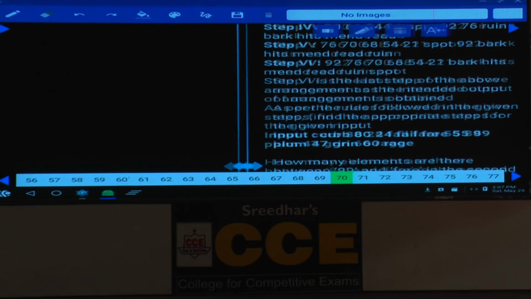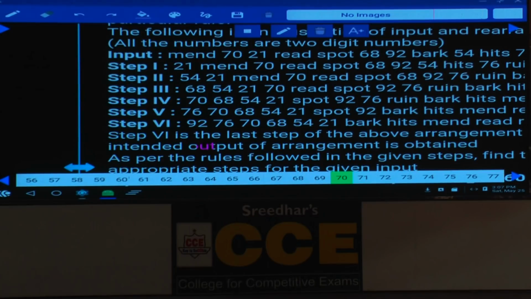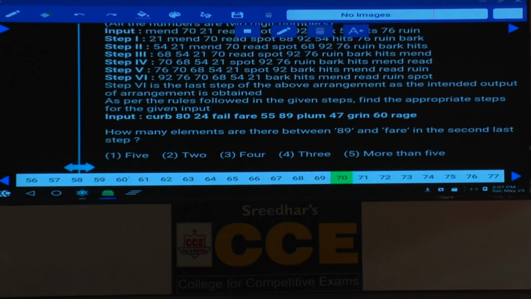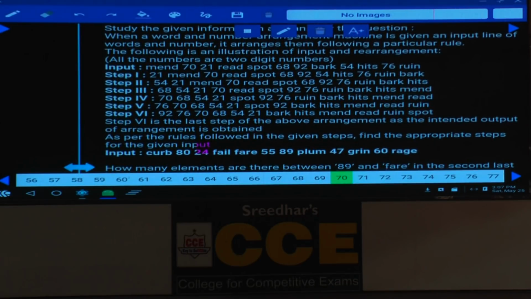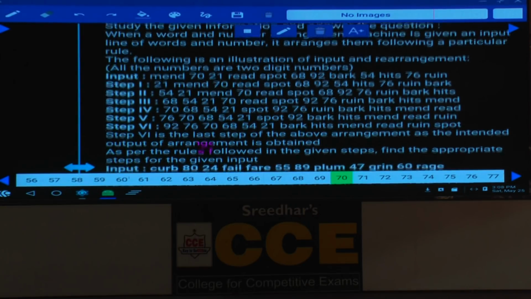70 to 75, these are based on input and output. Now in this input and output, tell me what is the information here. 1, 2, 3, 4, 5, 6, 7, 8, 9, 10, 11, 12. In total, we have 12 elements, isn't it?